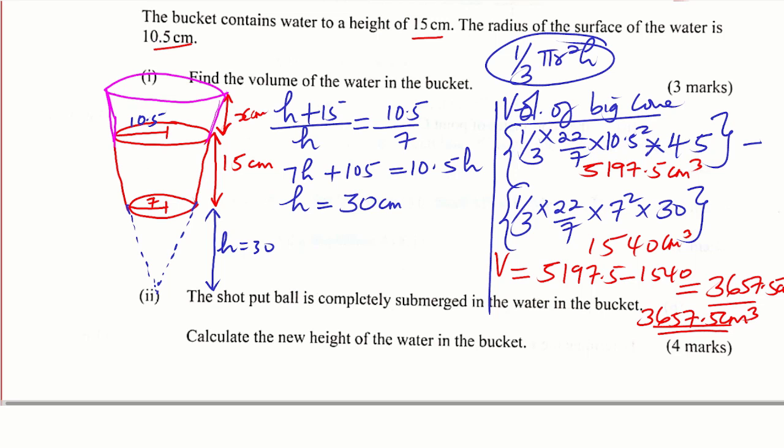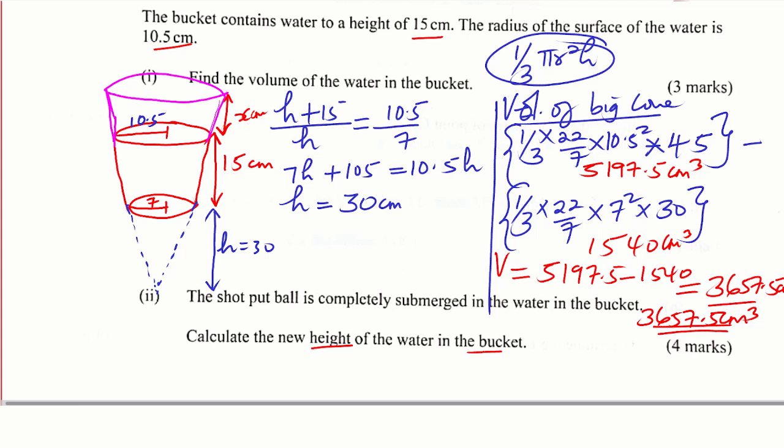So we need to get the new height of the water in the bucket, and that tells us that we need to calculate from 15 centimeters plus x. That will be the figure that is going to represent the new height of the water. 15 centimeters plus x. So we need to get this x, which is the rise.